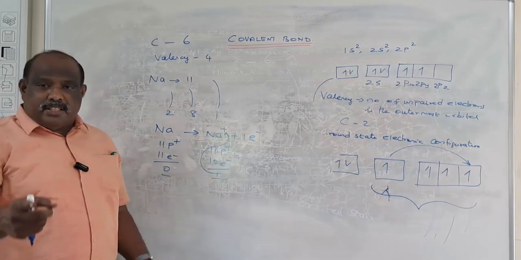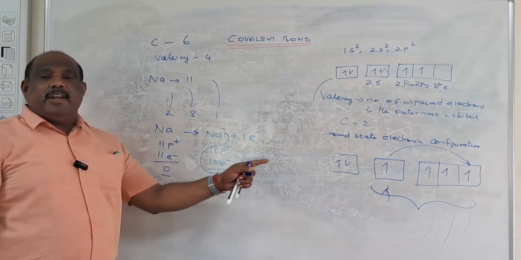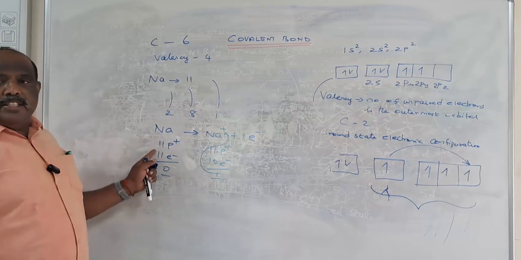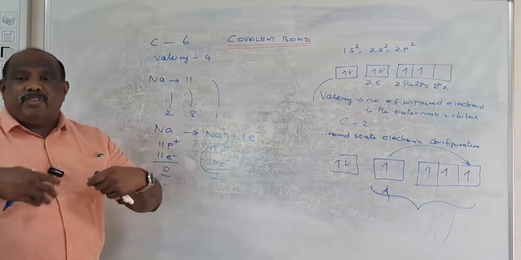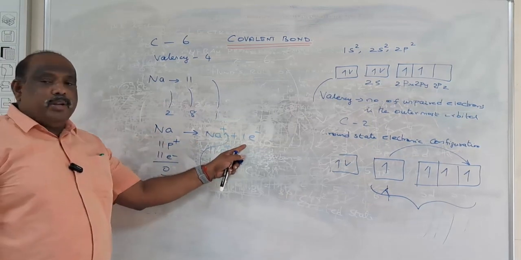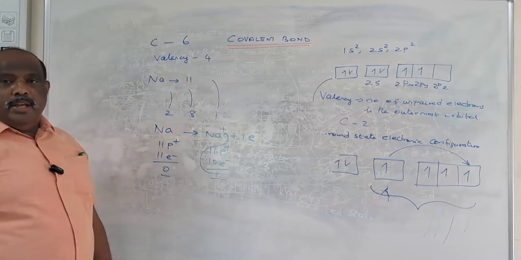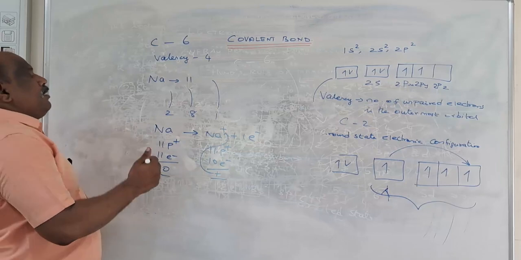This reaction is called oxidation. This topic also we have covered in balancing of ionic equations. What is oxidation? Removal of electrons. So when one electron is removed, it becomes oxidized. So Na becomes Na plus, the sodium ion.